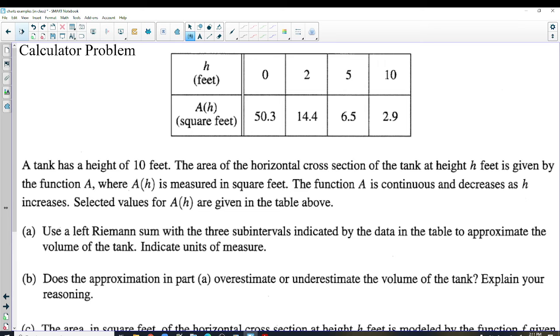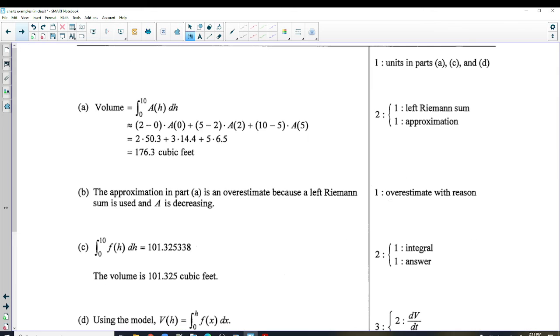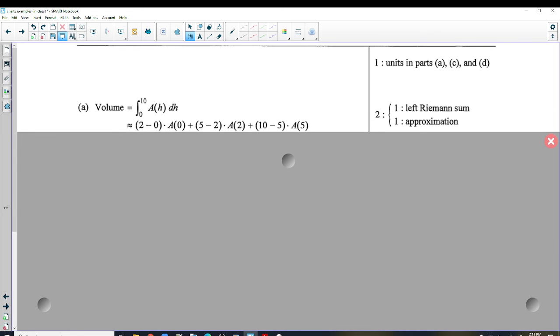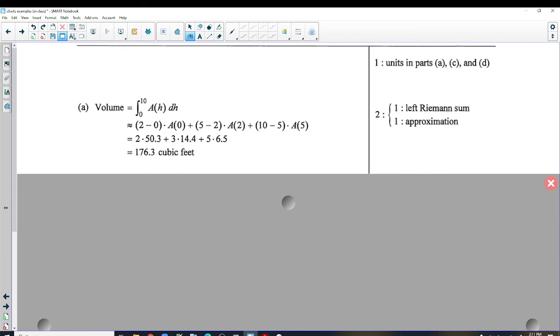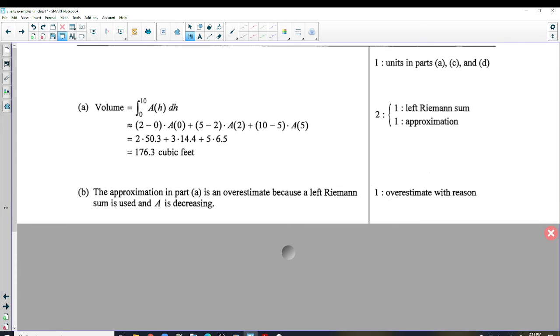All right, you probably have A and B done. Let's take a look at that, and then maybe we can even talk about C. All right, you guys get 176.3? Take a look at that, 176.3. It's an overestimate, and I think I wrote over here, it's an overestimate because it's a decreasing function with a left Riemann sum.